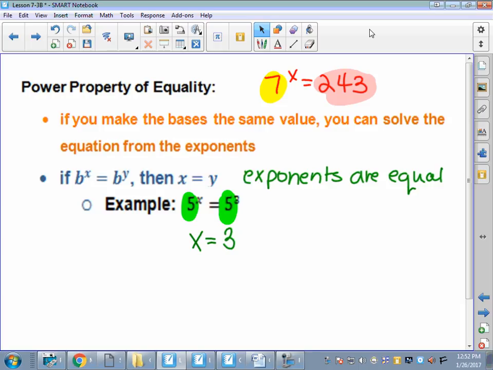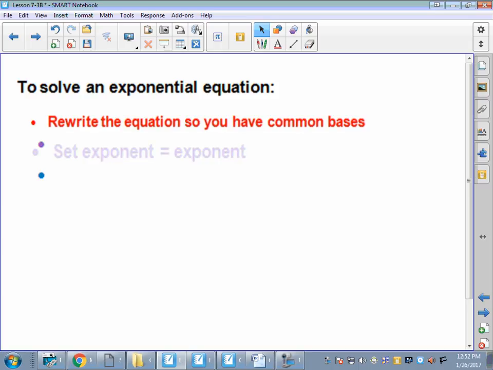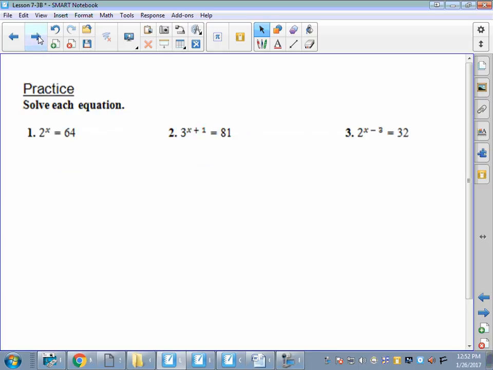So it's all about looking at those bases, and we might have to do some work if they're not already equal like they were. So here's what we need to solve an exponential equation. Rewrite so you have common bases. Remember, common means the same. Set your exponent equal to your exponent, and solve for the variable if necessary. That last one we didn't have to. We just knew that x equals 3. Another one that we do, we might have to. So if necessary, if there's an equation, solve it. Tell me what x equals. So that's the basis.